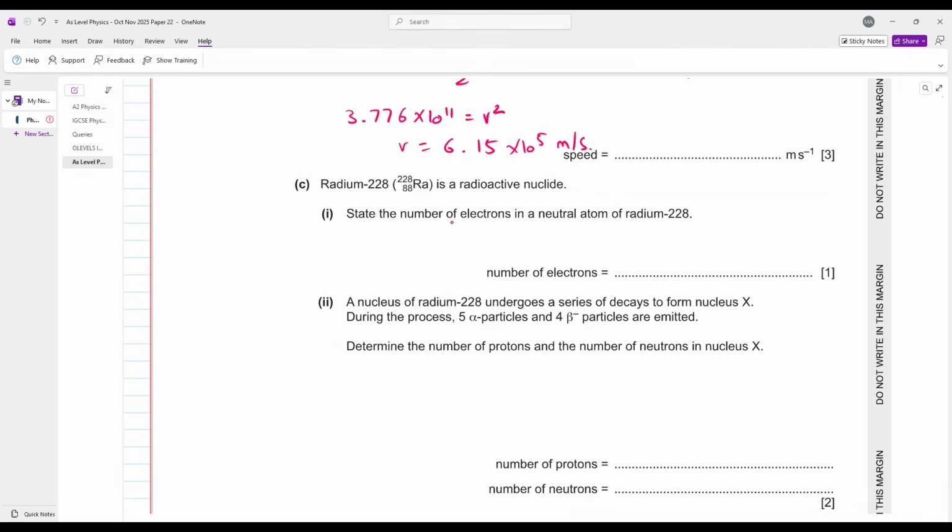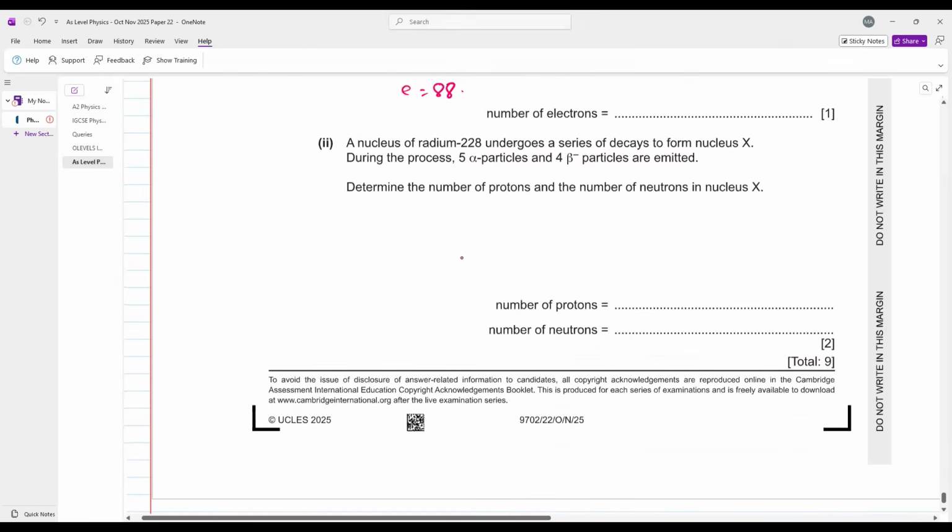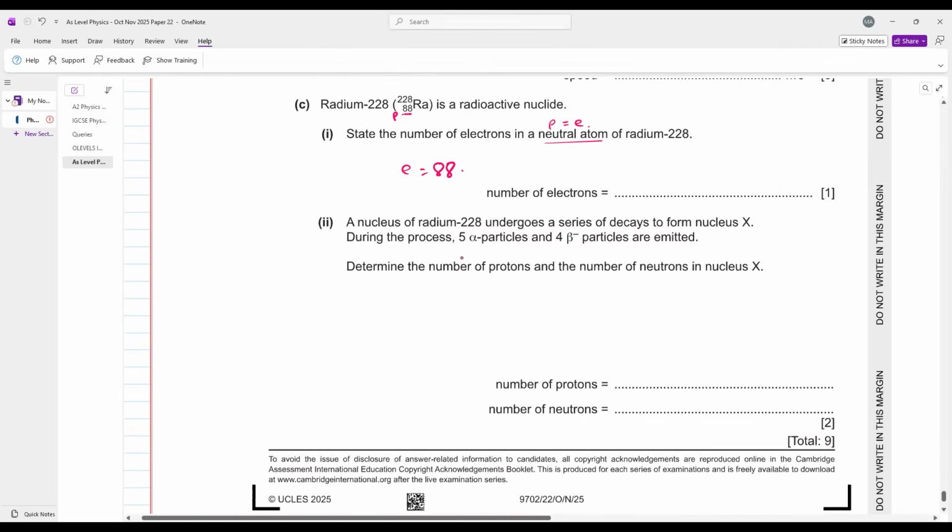Radium is a radioactive nuclide. State the number of electrons in a neutral atom. Always remember, the number of electrons in a neutral atom is equal to the number of protons. How many protons? 88. How many electrons will there be? 88. Simple. A nucleus of radium 228 undergoes a series of decays to form nucleus X. During the process, 5 alpha particles and 4 beta particles are emitted. Determine the number of protons and number of neutrons in nucleus X.